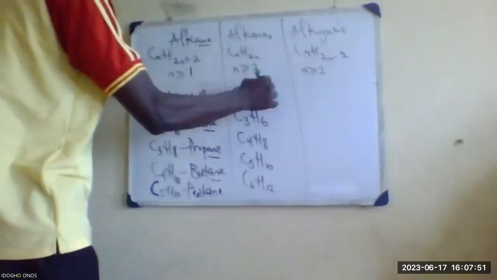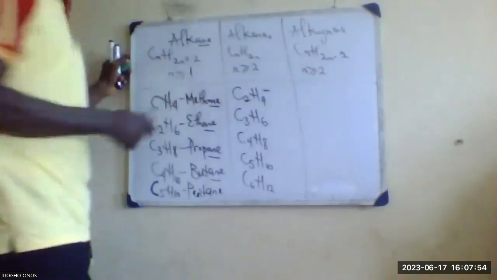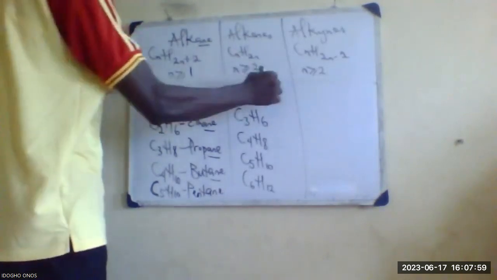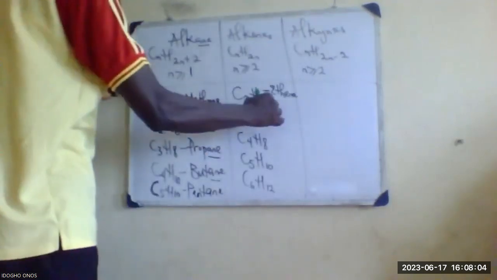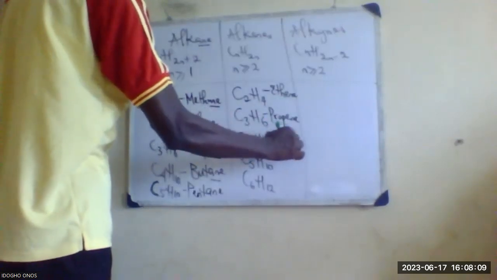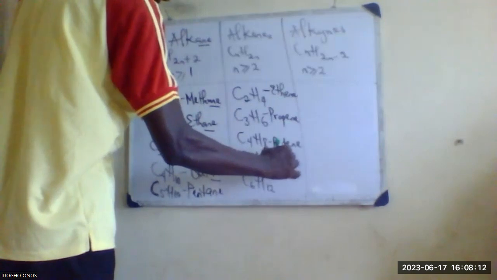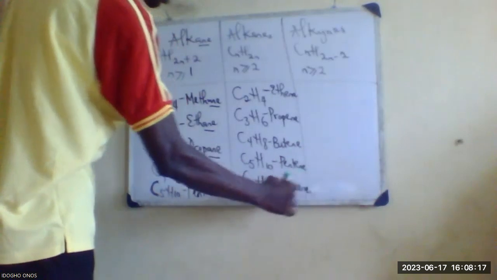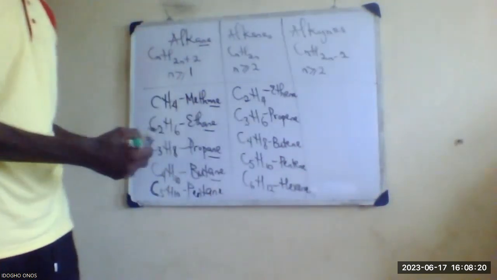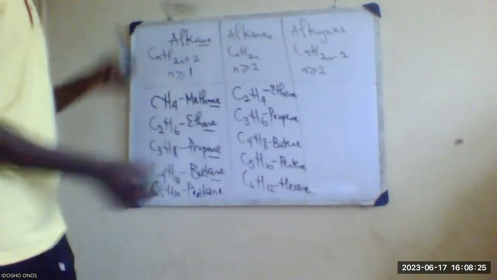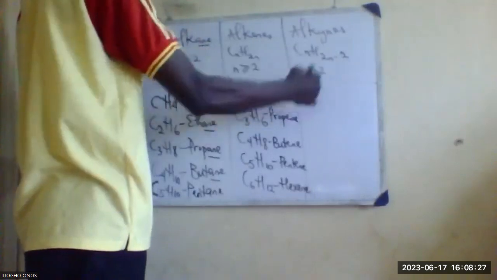For alkenes, I don't have a first member like CH2, because my N starts from 2. And this C2 compound is known as ethene, E-N-E. This is propene, butene, pentene, hexene. However, it's not just like that. Later, by the time we begin to draw it, we will add some other things to it.